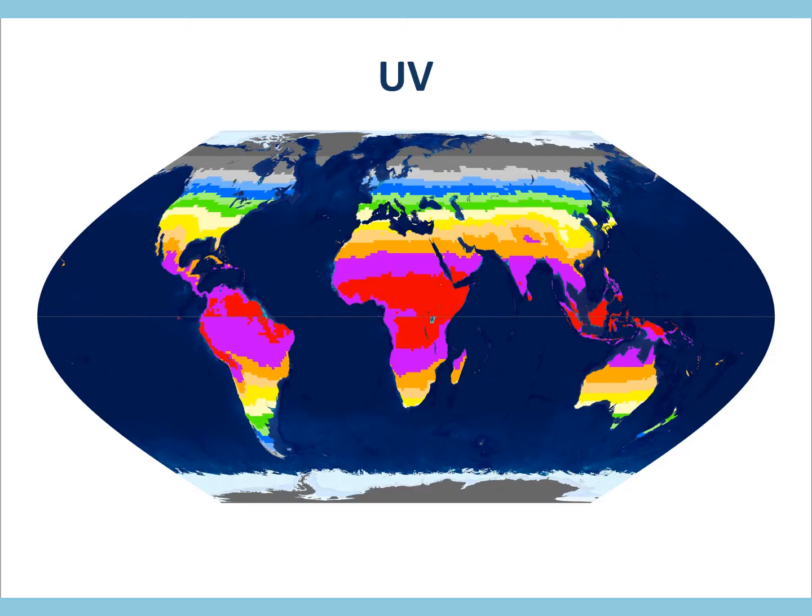This is a map of global ultraviolet light exposure across the Earth. The colors reds and purples show more intense ultraviolet light exposure. You can see there being more UV light on equatorial regions of the Earth, and in northern latitudes, the blues and grays represent less ultraviolet light exposure.